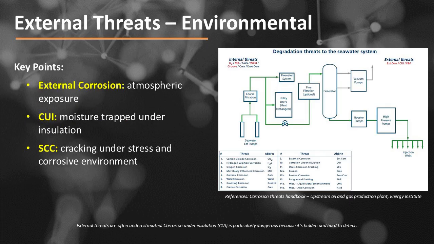External threats. Environmental. External threats are often underestimated. Corrosion under insulation or CUI is particularly dangerous because it's hidden and hard to detect. Key points: external corrosion is a corrosion caused by atmospheric exposure. Corrosion under insulation or CUI is a corrosion caused by moisture trapped under insulation. Stress corrosion cracking or SCC is a corrosion caused by cracking under stress and a corrosive environment.